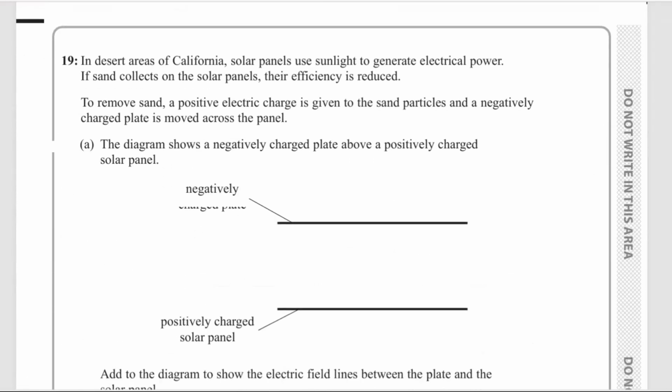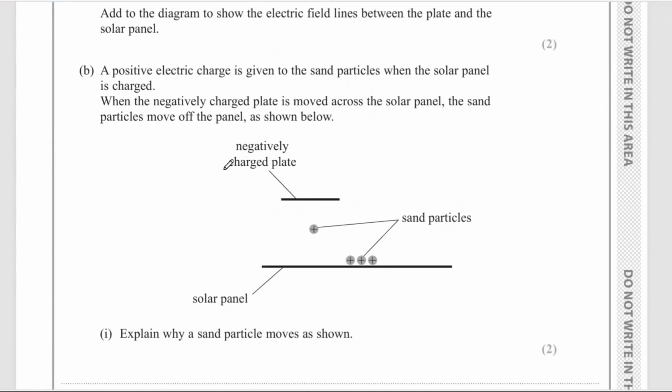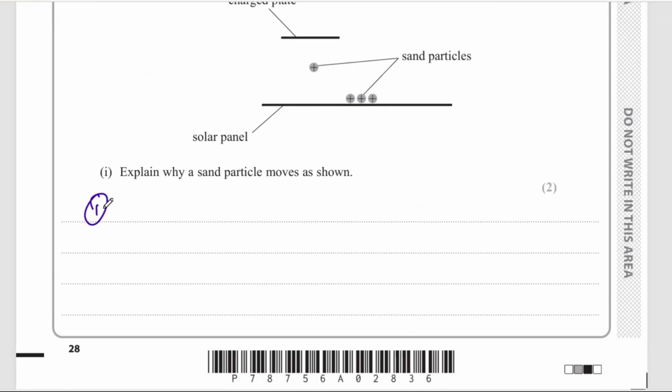Now, we've got question number 19. The diagram shows a negatively charged plate above a positively charged solar panel. Add to the diagram the electric field. So if this is positive, the electric field should be from positive to negative. And explain why the sand particle moves as shown. Since you have the sand particle and you have given it a positive charge, that does make sense. The charged particles are going to experience some sort of force in the electric field, right?